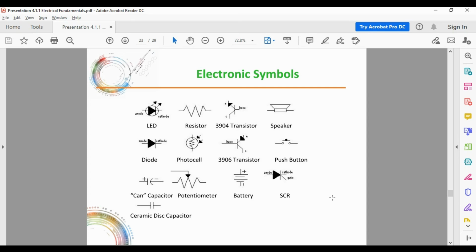Now this is where it gets really heavy. Electronics systems are often put up in diagrams. And you have these different symbols, and those different symbols tell you essentially what goes where.